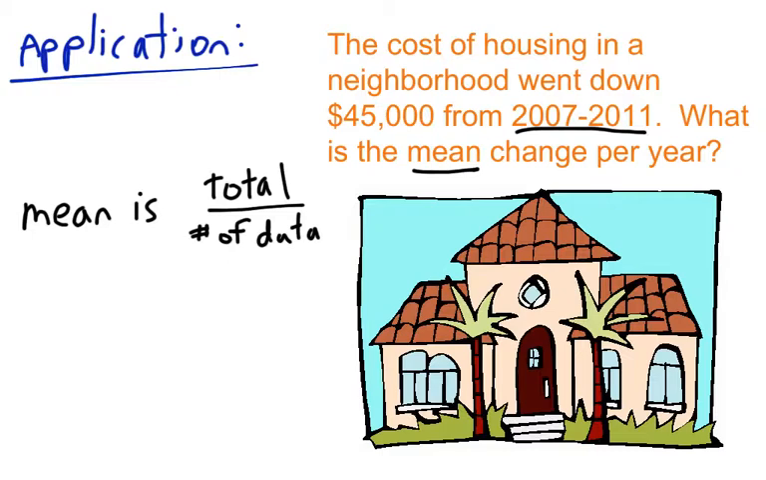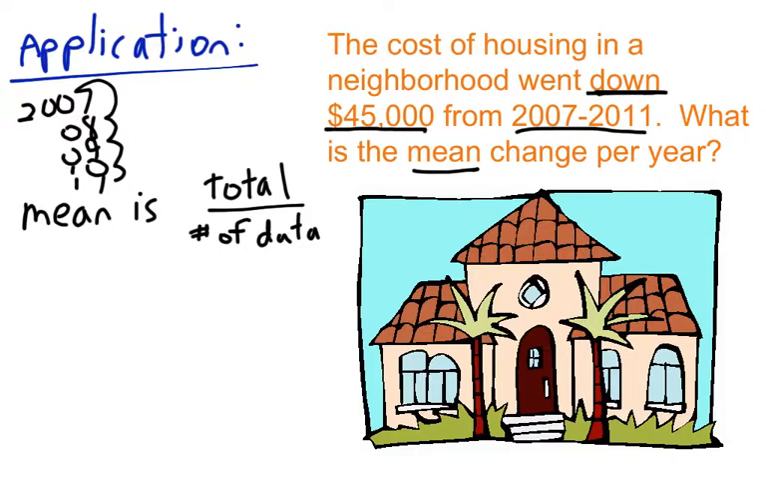So how many years do we have from 2007 to 2011? And don't say 4, because we count 2007, 2008, 2009, 2010, 2011. So that's 1 plus 1 plus 1. That's going to be 5 years. Because we include the 2007. It's inclusive. So what's our total? 45,000, but it says it went down. So what type of a number would we use to represent that? A negative.